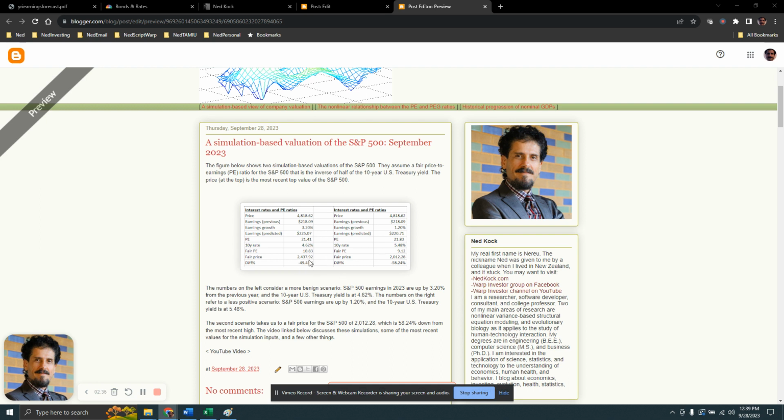The fair price of the S&P 500 on the left would be 2,437, and on the right would be 2012. So this one on the left would be a difference from the top of almost 50%, and this one of about 58%. How do I get these numbers for the simulation?